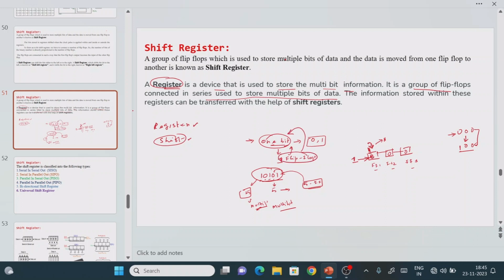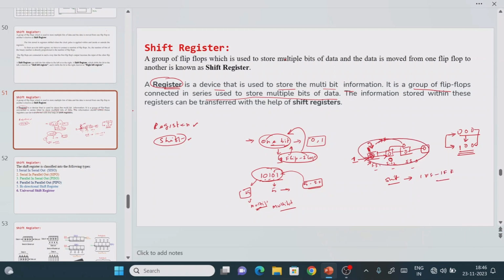What is the data already inside this one? 0. But if you try to insert new data 1, then what will happen to this 0? This 0 will be shifted to the next flip-flop. It means this 0 will come here, this 0 will go here, and finally this 0 will be your output value. So 0 0 0 is replaced with 1 0 0. Now if you observe, what is the exact operation we are performing? We are shifting the binary value from one flip-flop to another flip-flop.